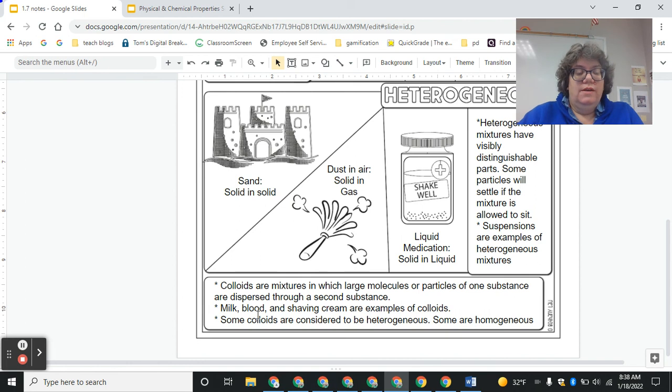So that's just some quick information about mixtures. Your assignment for this section is to do a lab. So you'll be separating some mixtures. So that is what's up for you next.